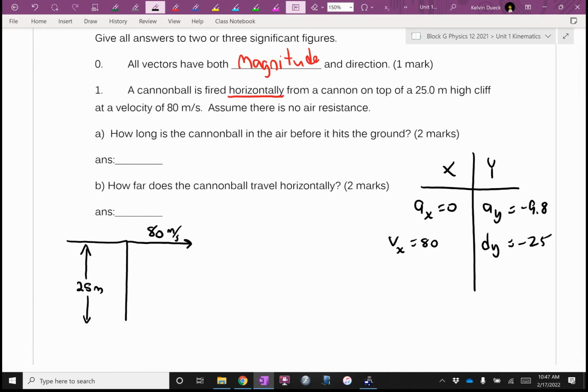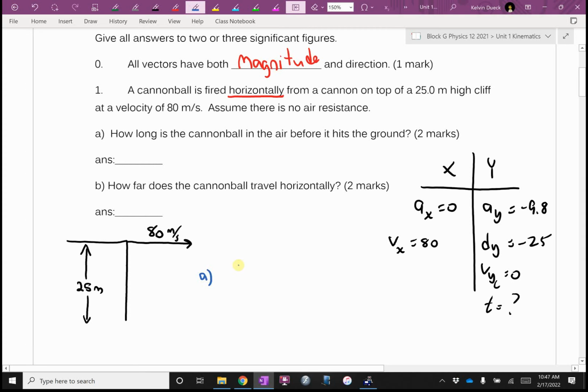What else do I know if I'm launching horizontally? What is Vy initial exactly as a number? 0, not 80. And the common mistake, kids put in 80. No. I understand why you want to say it's your initial velocity. It is, but it's your initial horizontal velocity. Your initial vertical velocity, right when you leave for a split second, you haven't started falling yet. And so I can find time this way.